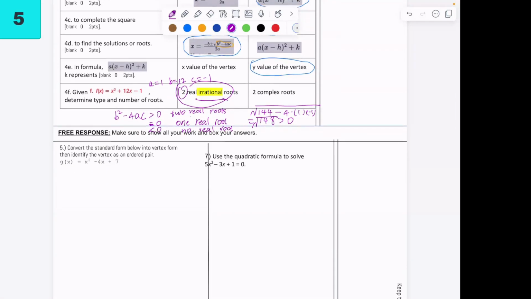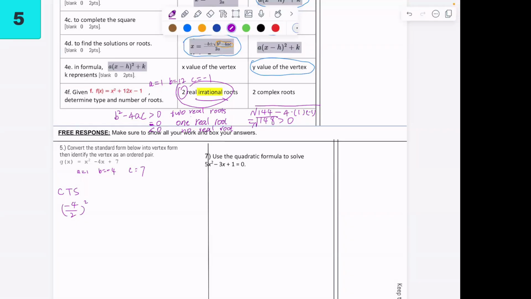Okay, so then this question is asking us to do the CTS, completing the square. So how do we do completing the square? We need to find out a is 1, b is minus 4, c is 7, right? And then we do the CTS. CTS is taking half of the b value, right? So it's minus 4 over 2, squared.